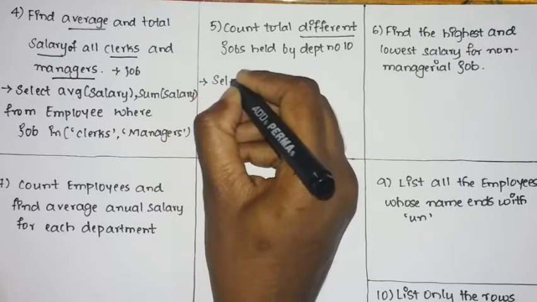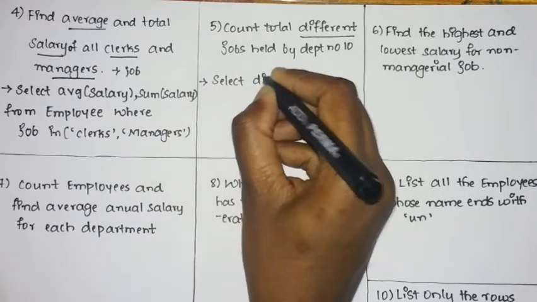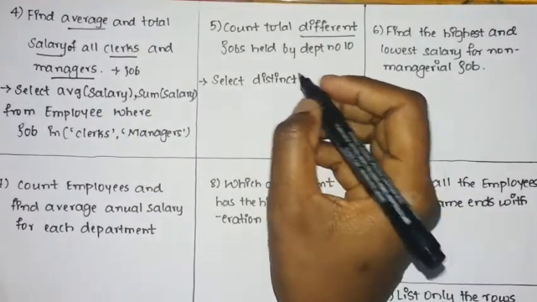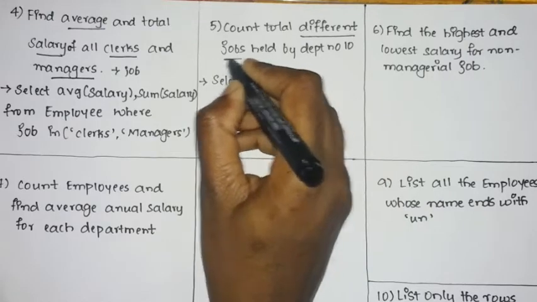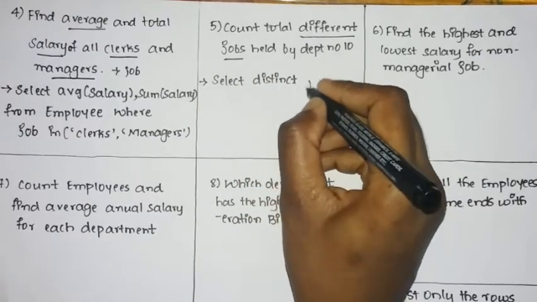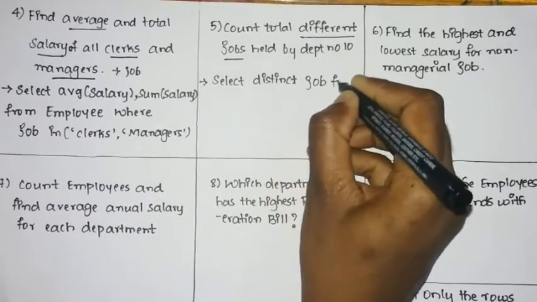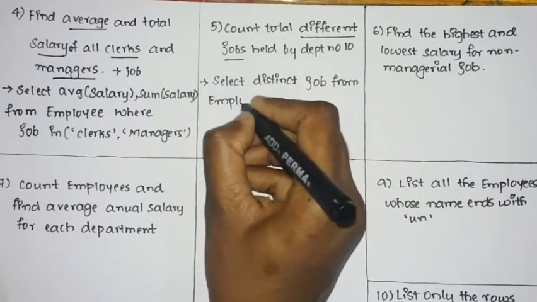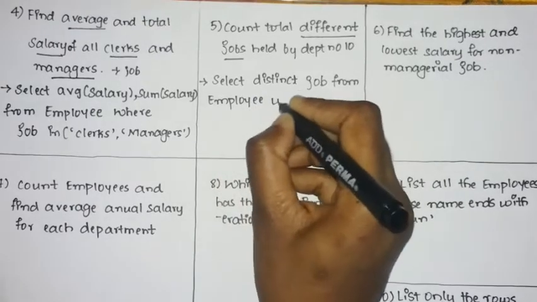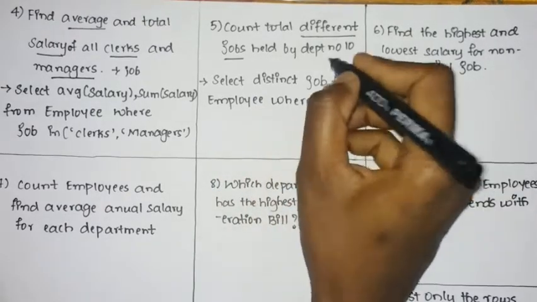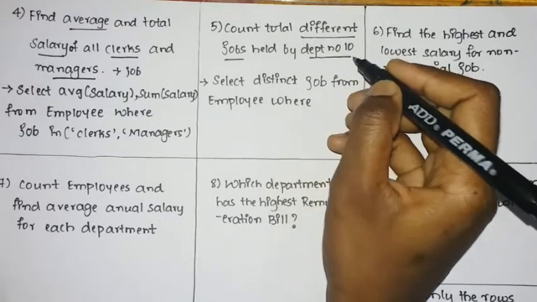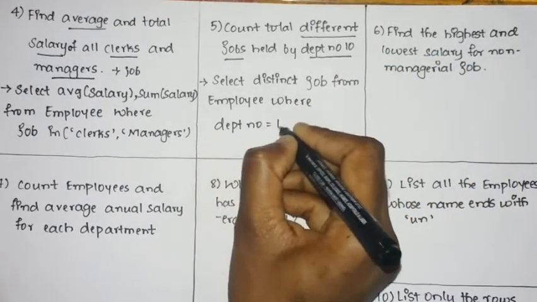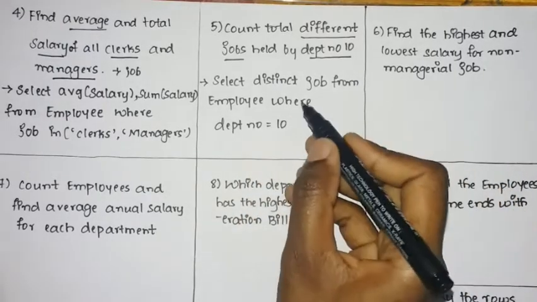So first one is select, followed by the unique. You can calculate unique using the distinct keyword. So select distinct, you need job. So select distinct job from the name of the table. So select distinct job from employee. Where, particularly they have mentioned for department number 10. So where department number equal to 10. So this is the query for this question.